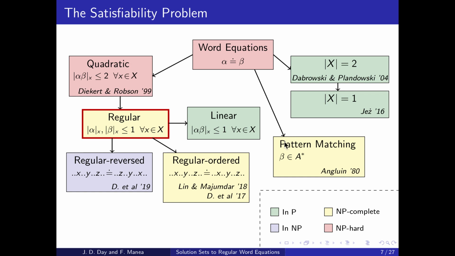We also have the pattern matching problem, which I already mentioned is NP complete, and this is the case when exactly one of the sides of the equation, one of the terms, consists only of terminal symbols. In this case, if we want to get a solution, then we can't map the variables to something long, because otherwise we'll get on one side a word which is longer than this fixed word consisting only of terminal symbols. And that means the set of viable substitutions which might result in solutions is finite.